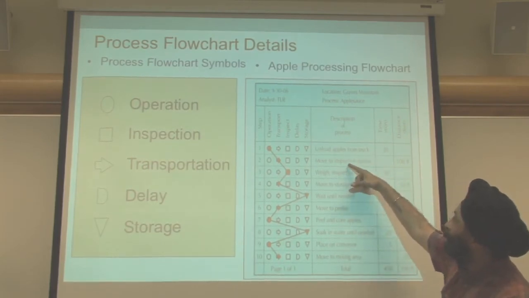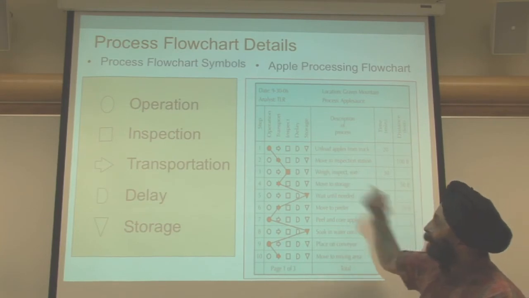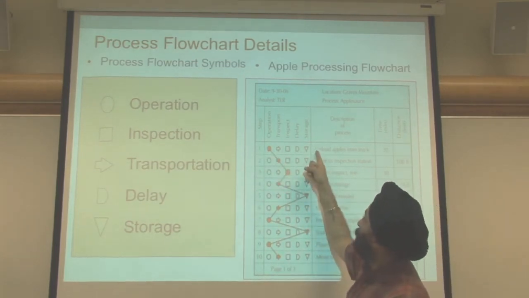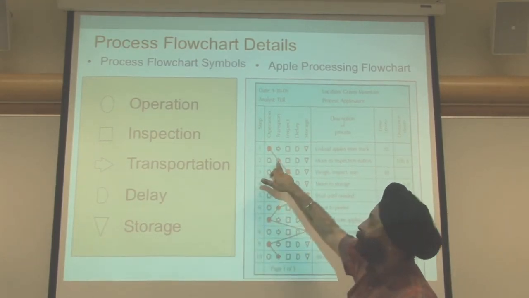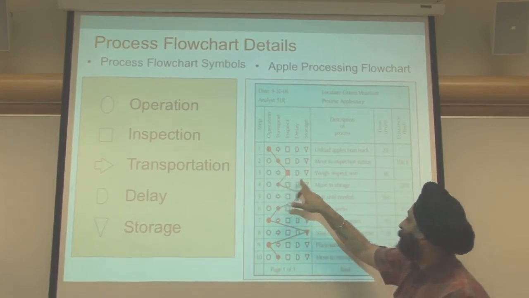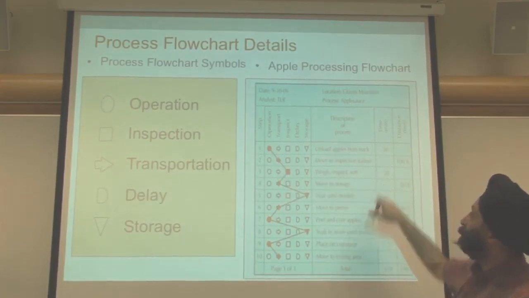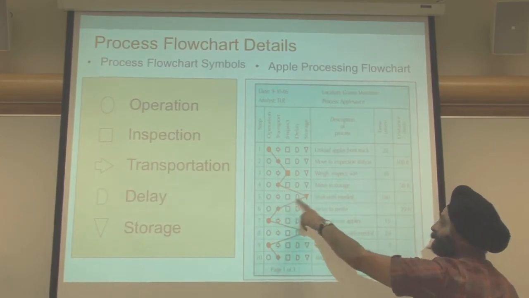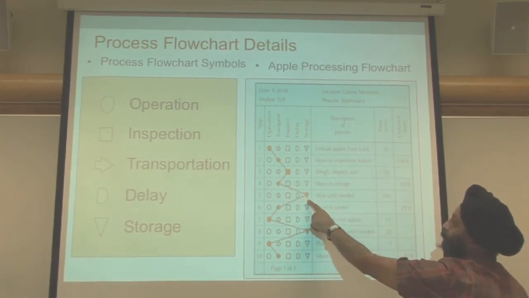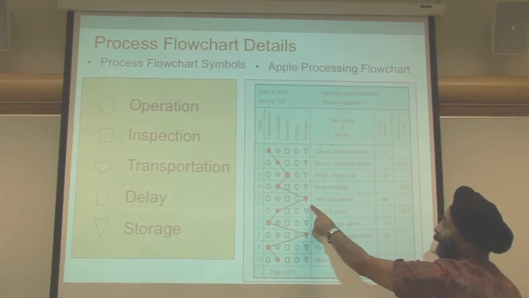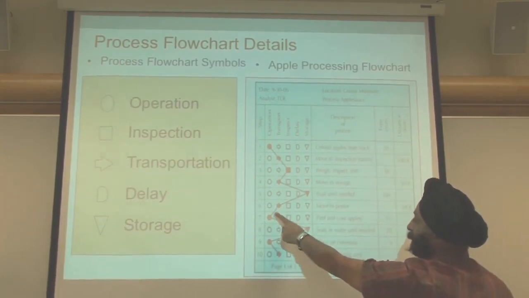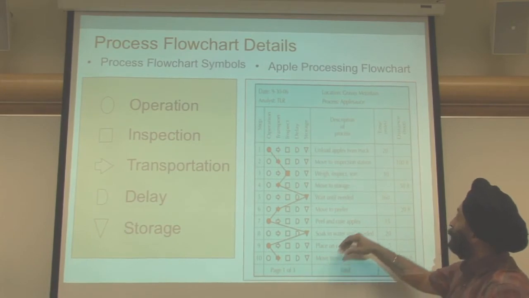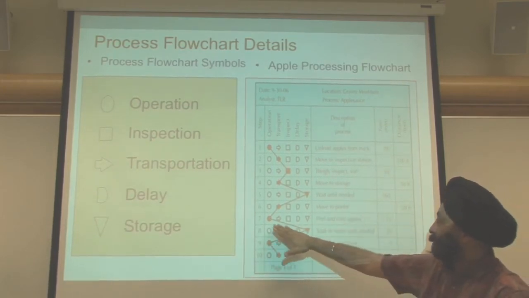So move to inspection station, it takes about 100 feet. So once you unload them, you move them and indicate this is an operation which is unloading the truck, whereas this is transportation. The next one is inspection, weigh, inspect, and sort. That takes 30 minutes. Then move to storage. Again, that's the move. So again, you can see wait till needed, and that's now it's sitting in the storage. And move to peeler as needed. In this case, 20 feet, and so on and so forth.